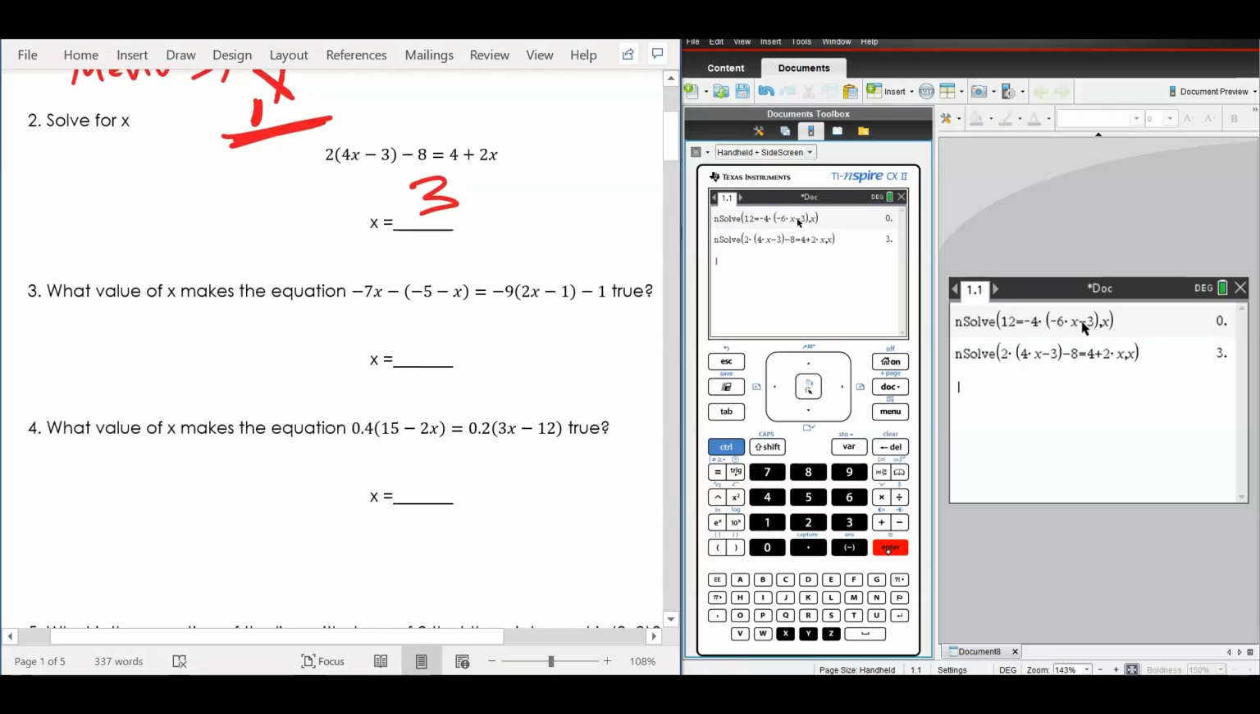Okay. Now, what value of x makes this true? That's the same type of question. Okay, just like number 1 and 2, solving. Menu 3 1. All right, negative 7x minus parentheses negative 5 minus sign x parentheses equals negative 9 parentheses 2x minus 1 parentheses, and then another minus 1. Don't forget comma x, okay? 0.25.